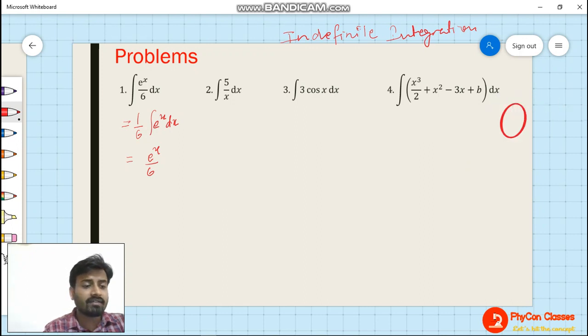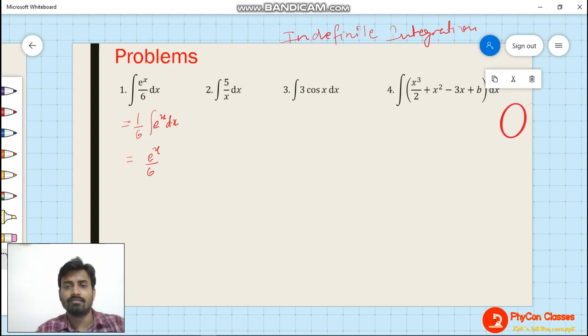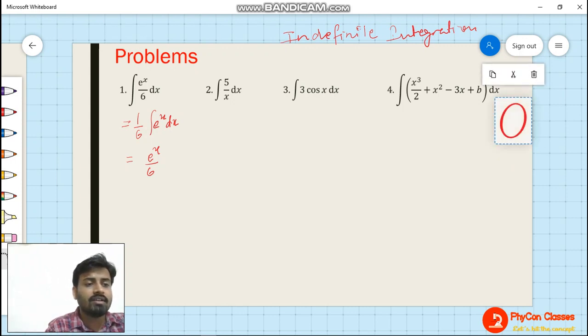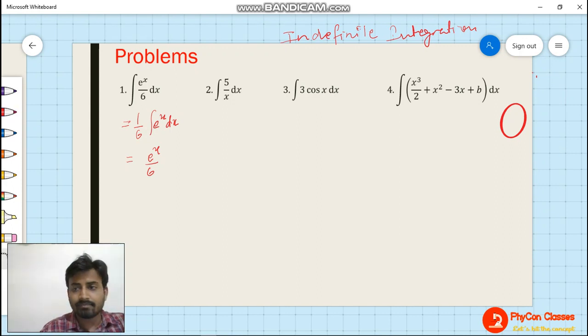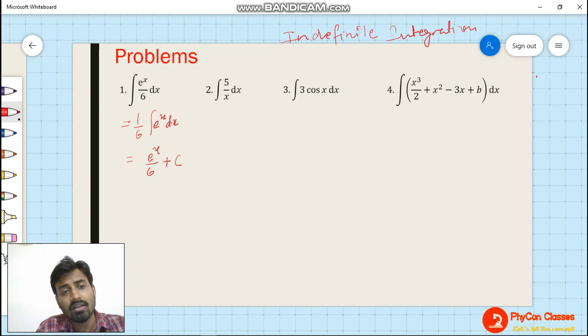Now, when we are solving indefinite integration, we have to follow one rule. That is, we need to add a constant after the integration. So this e to the power x dx, when integrated, does not have any kind of limit. When it does not have any kind of limit, we need to add a constant. That is the rule. So the answer will be e to the power x divided by 6 plus constant.